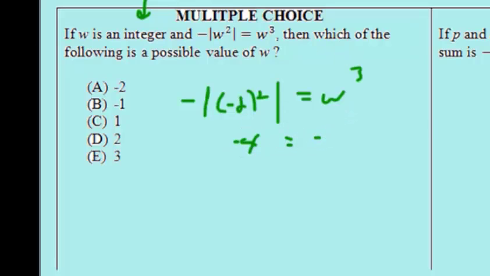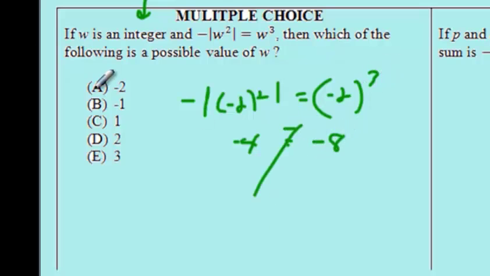But what is -2? I'm sorry, I didn't put that in over here. -2. Now I'm cubing it. That means -2 times -2 times -2. Well, that ends up giving me -8. So they don't equal each other, so it's not A.